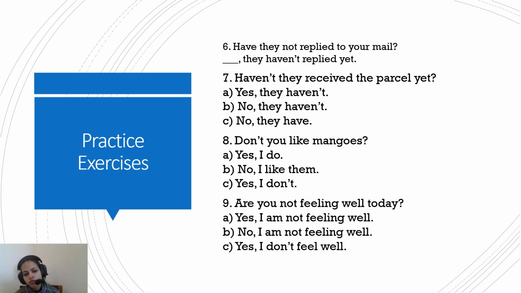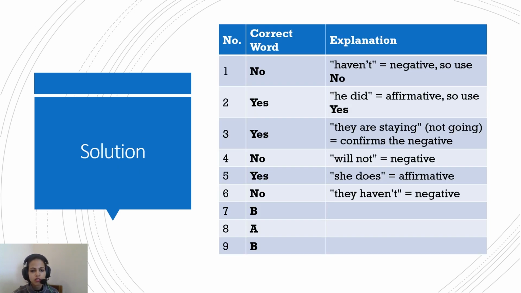Don't you like mangoes? Yes, I do. No, I like them. So no and I like them should not go together because it's obviously confusing. I mean, it's commonsensical also. Are you feeling well today? Yes, I'm not feeling well. I mean, what are you trying to say? Are you feeling or not feeling well? So, no, I am not feeling well. That's coherent, more clear and hence grammatically correct. Okay, so that's the solution.